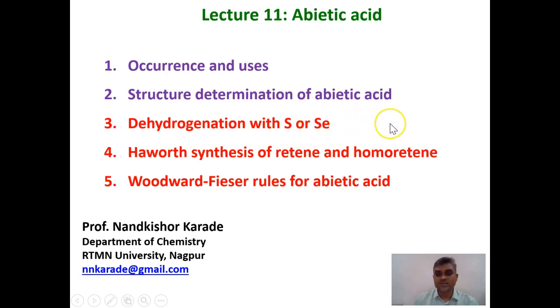The structure of these aromatic compounds can be elucidated on the basis of oxidation experiments, and it can also be supported by a synthesis by the methodology called Haworth synthesis. So we will discuss the Haworth synthesis of two aromatic compounds, one is retene and the other is homoretene, which are formed during the dehydrogenation.